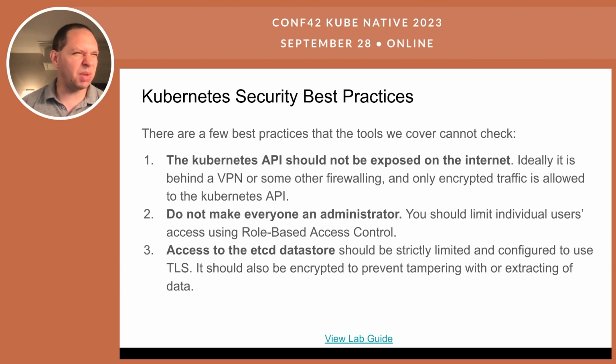So far, there haven't really been those, but if it ever did happen, you want to be behind a VPN. Number 2, don't make everybody an administrator. By default, if you use a lot of the different cloud managed Kubernetes environments, it's very easy to grant someone administrative access to that environment, but you really want to limit that to only people who really need to have administrative access.